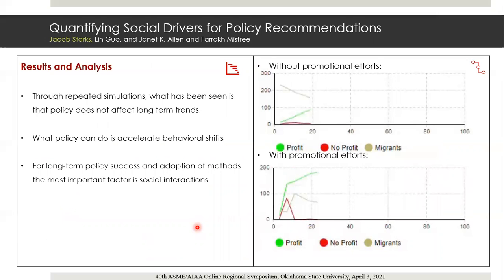Through repeated simulation, what we have seen is that policy does not actually affect long-term trends. What policy can do is accelerate behavioral shifts, as you can see in the graphs to the right, where on the y-axis is the number of farmers choosing any individual path, where you can see that over time, the number of farmers that choose to migrate does decline, while the number of farmers who are choosing to adopt a second season of farming, whether they are on the green line and profiting or fail to profit in the red line, is an overall increase over time.